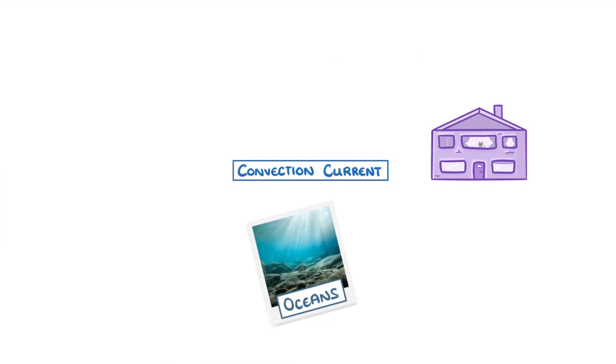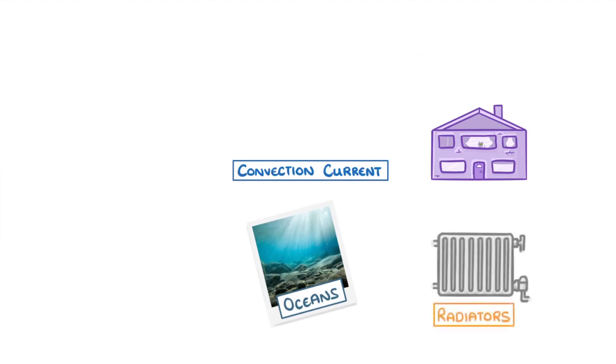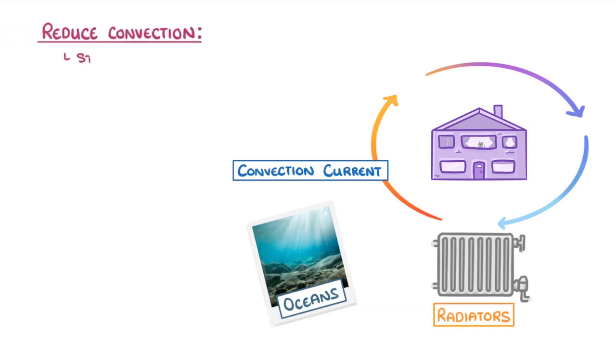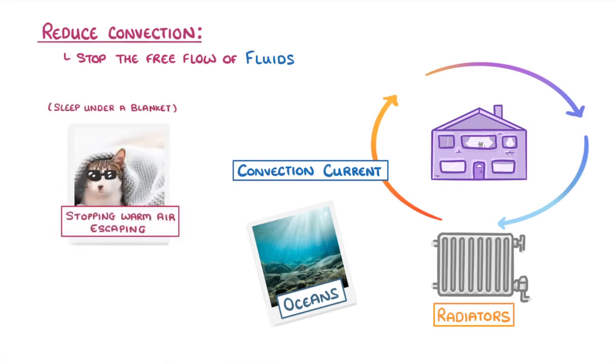We actually see these convection currents all over the place, from oceans to inside buildings, where radiators warm the nearby air and set off the cycle. On the other hand, to reduce convection, we need to stop the free flow of fluids, which is all we're doing when we sleep under a blanket at night, which is stopping the warm air from escaping.